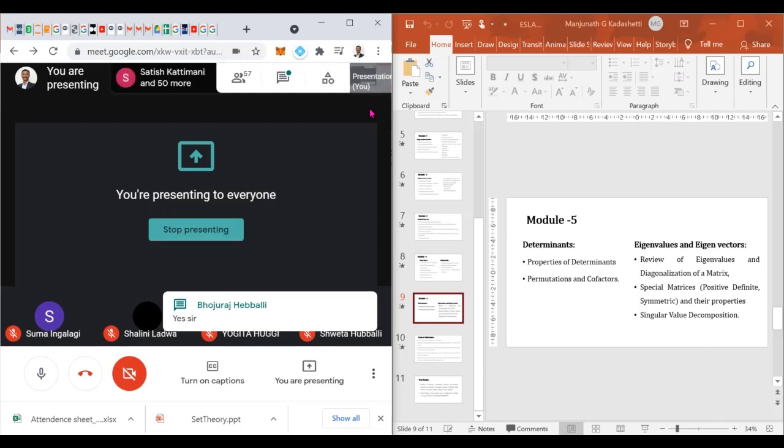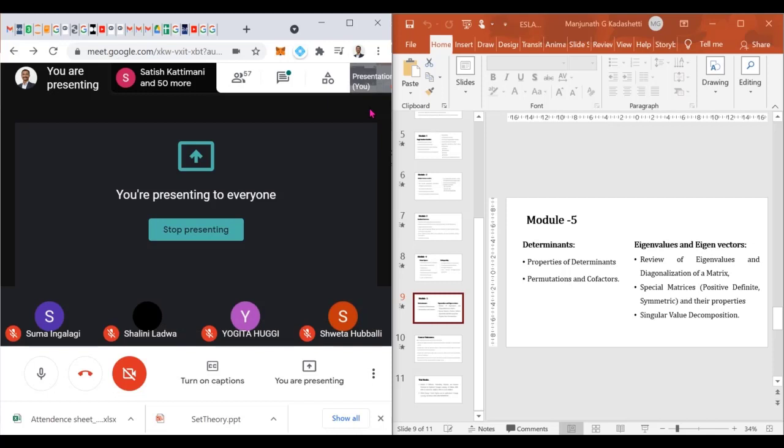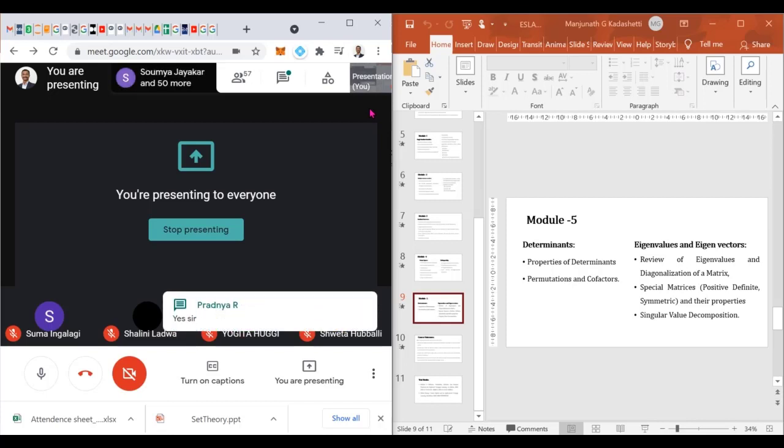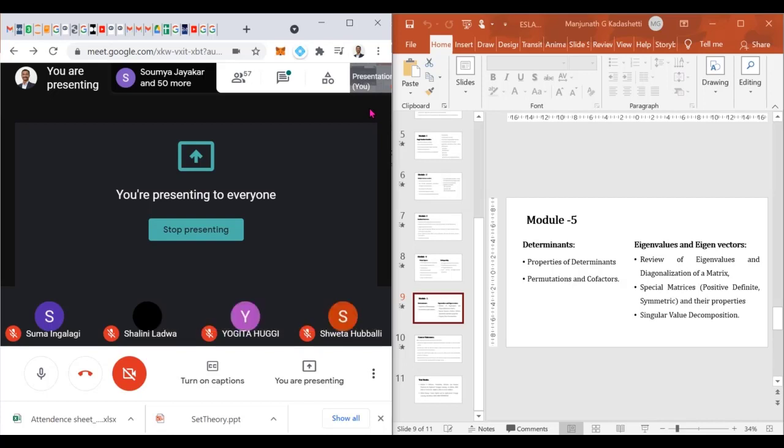So the first module is related to a single random variable. The second module is related to multiple random variables. The third module is related to random processes. In the fourth and fifth modules, we will discuss linear algebra. In the fourth module, we will see what is meant by vector space and orthogonality. And in the fifth module, we will see the meaning of determinants, eigenvalues and eigenvectors.